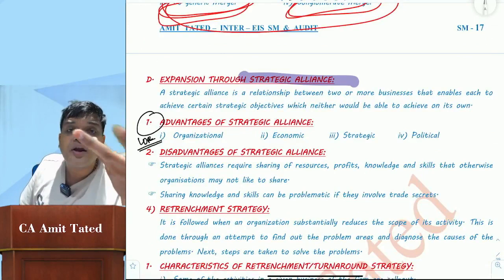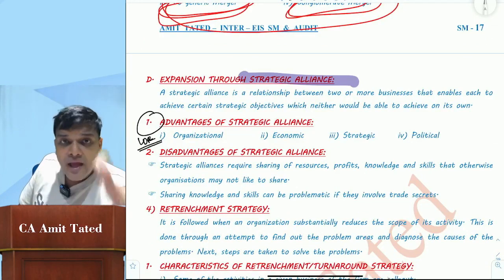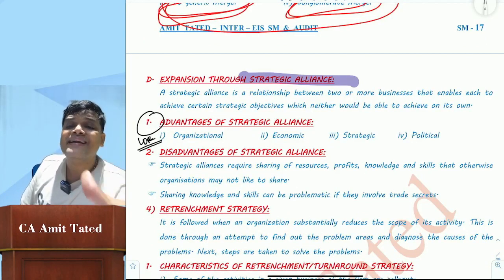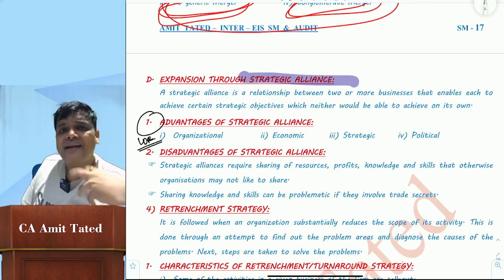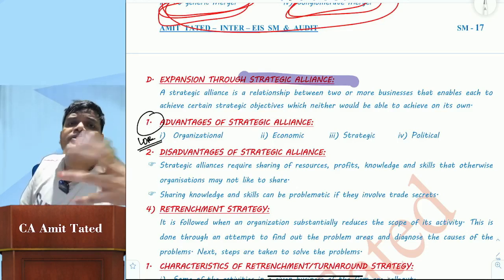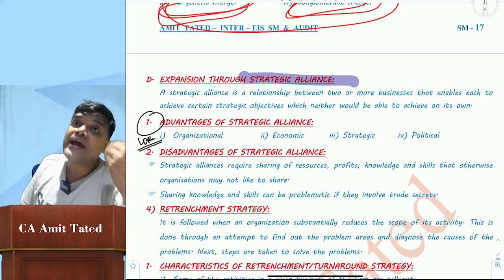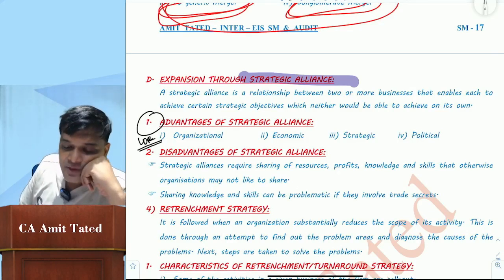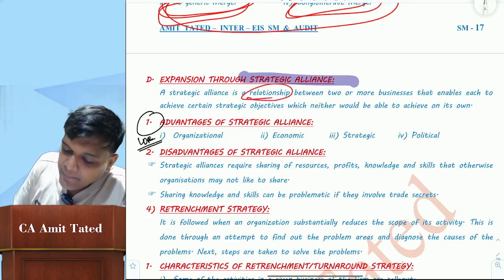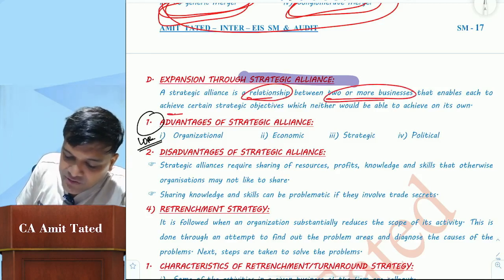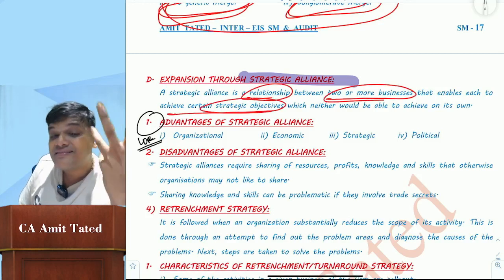Strategic alliance is like a joint venture where you and I come together without losing our self identity. Your identity is also there, my identity is also there. For some particular point, we are combining with each other, and that is called strategic alliance. Again, for achieving something, we can go with strategic alliance. So strategic alliance is basically a relationship between two or more businesses that enables them to achieve some strategic objectives. Now, what are the strategic objectives?